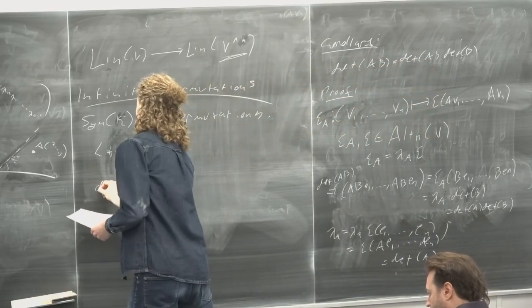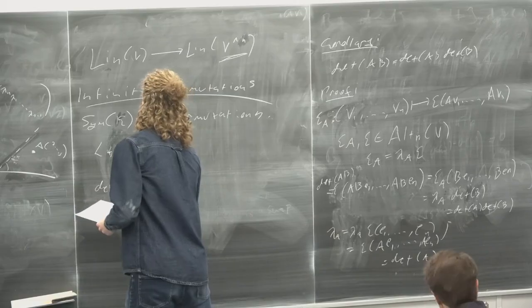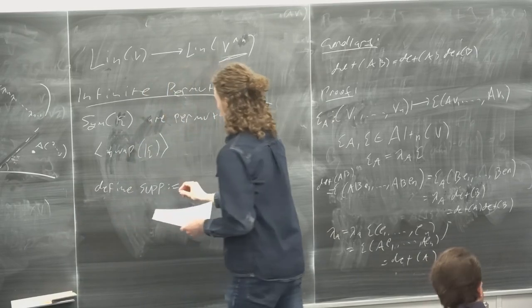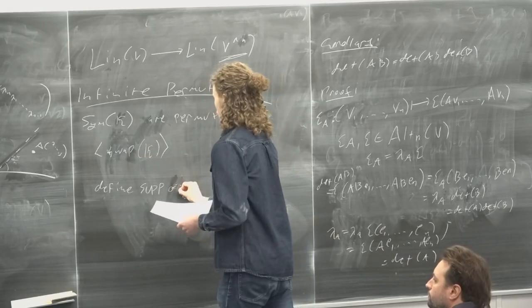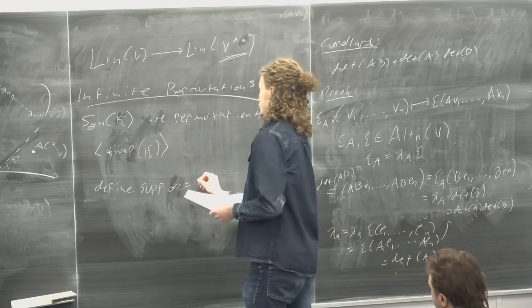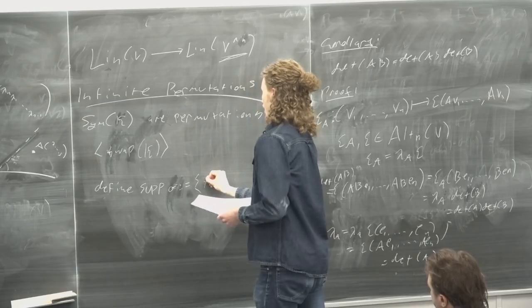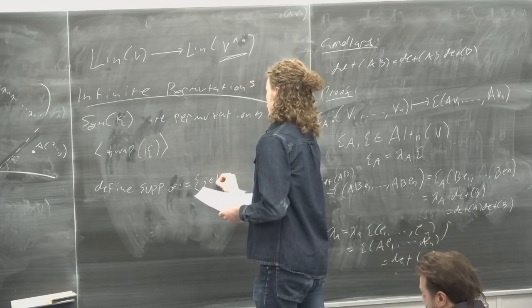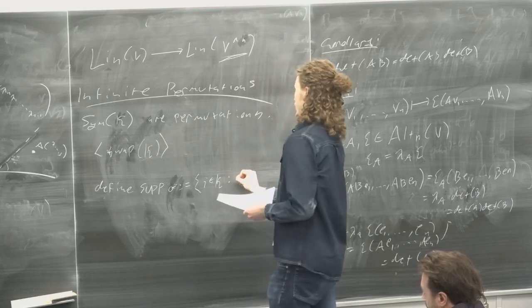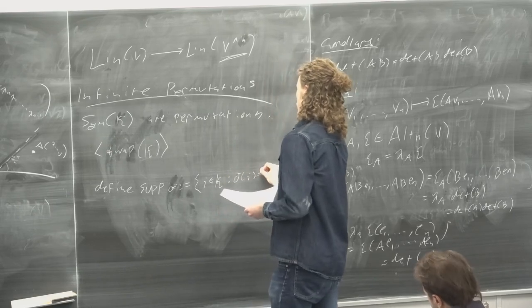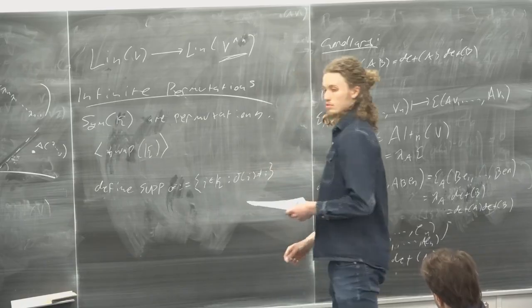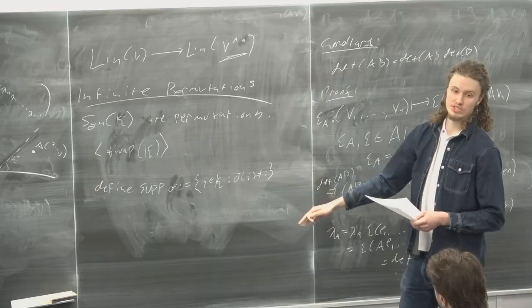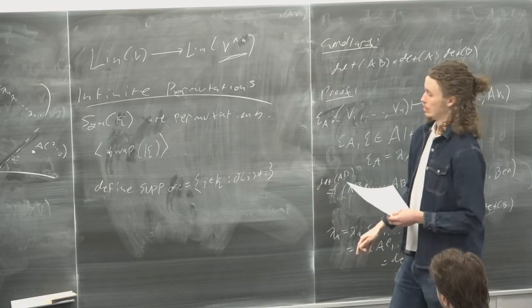So let's define the support. This is non-standard. I just didn't know what else to call this. The support of permutation sigma to be all the i's in kappa, I guess, such that sigma of i is not i. So these are all the points that aren't fixed. Right, so in other words, this is the set where anything interesting happens. Off of this set, nothing really happens.